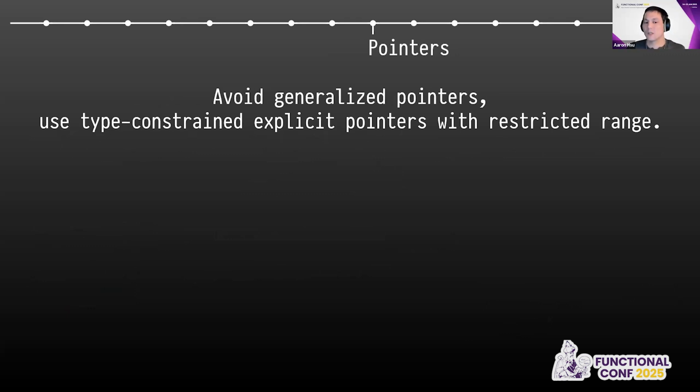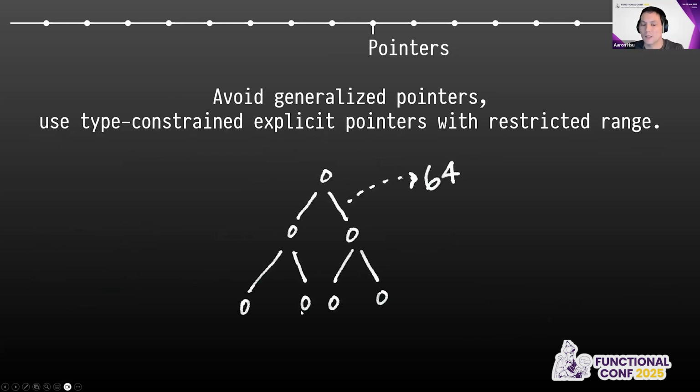So in a typical system, you've got objects that link to other objects all over the place. And each of these objects is independently allocated. And then all of the references are a generalized 64-bit pointer pointing all over the place. In APL, we can do better. In most languages, you can do better than this by using type-constrained explicit pointers with restricted range. So what does that mean? Well, the explicit pointers is pretty straightforward.